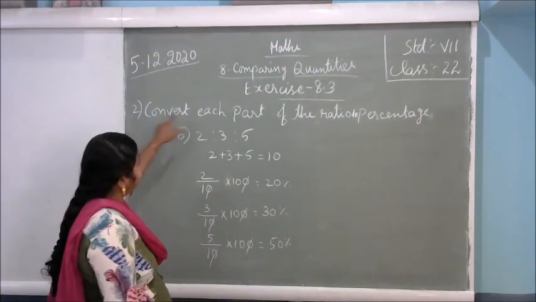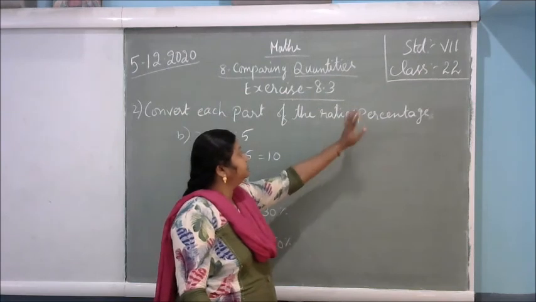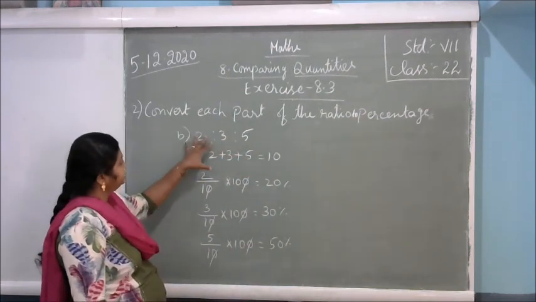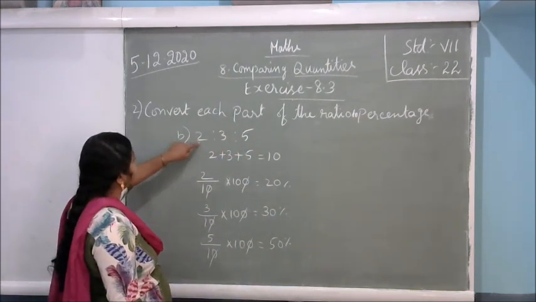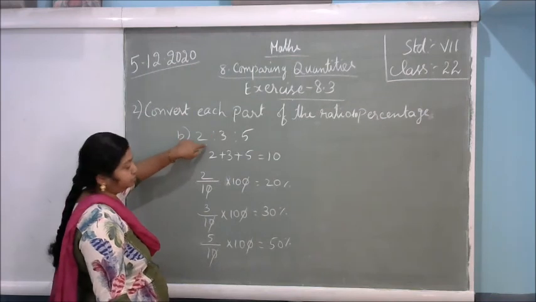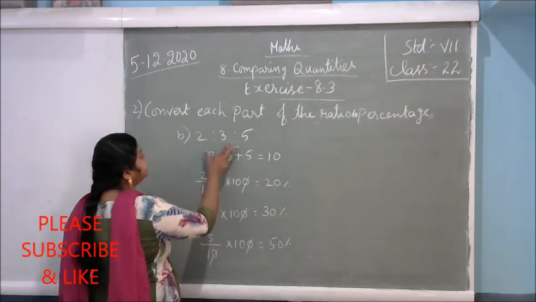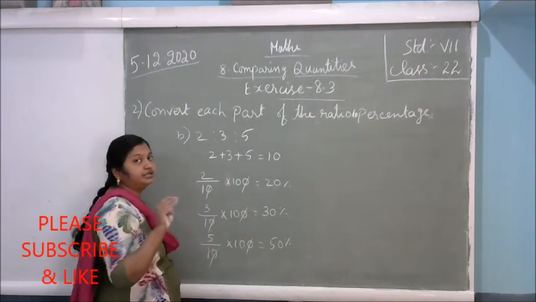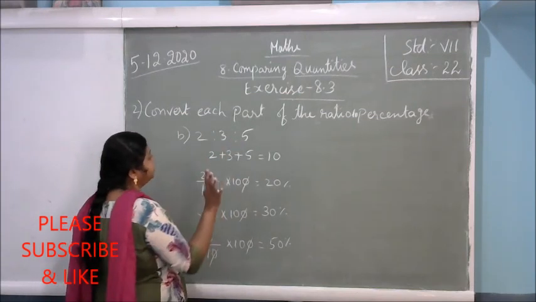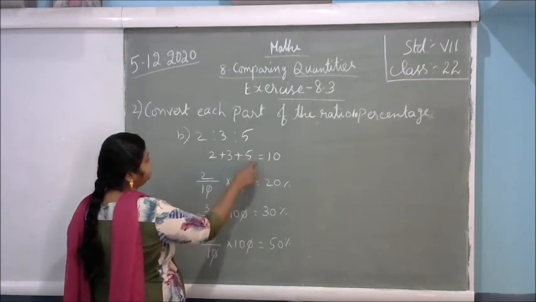Second one is convert each part of the ratio to percentage. This ratio you have to change into percentage. Okay, what is the ratio? 2 is to, this is called is to, okay, 2 is to 3 is to 5. Okay. First you have to find the total for these numbers. How will you find the total? All the numbers you should add. 2 plus 3 plus 5 is equal to 10.